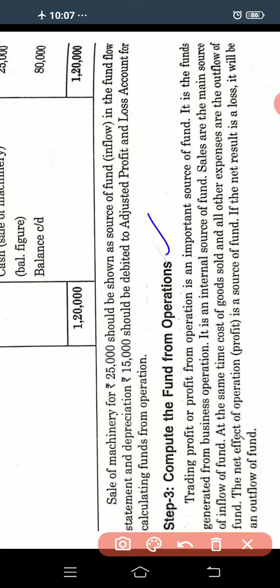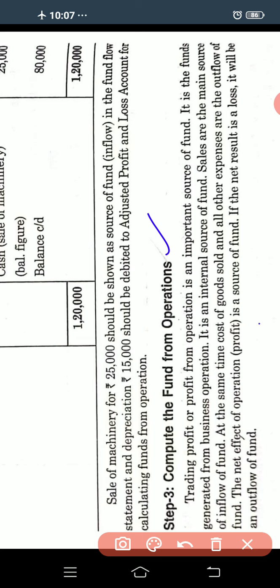It is an internal source of fund, and sales are the main source of inflow of fund. So this profit is the internal source of fund, that is inflow of fund, and the sales are the main source of inflow of fund in the business. Because when we sell the assets, only then will we get the cash. So that is the main source of income for the business.